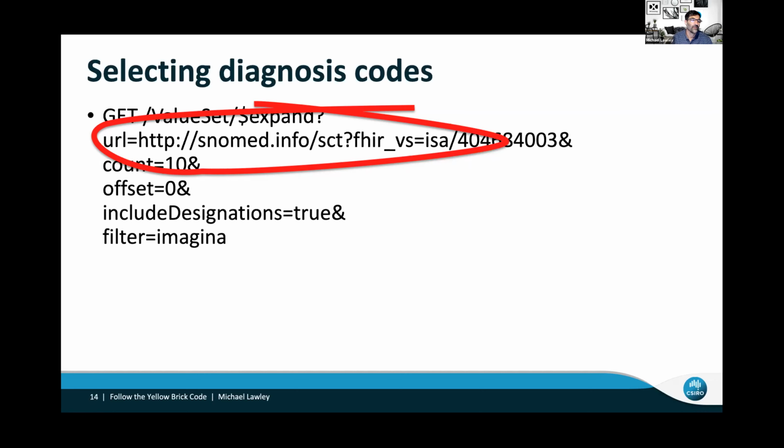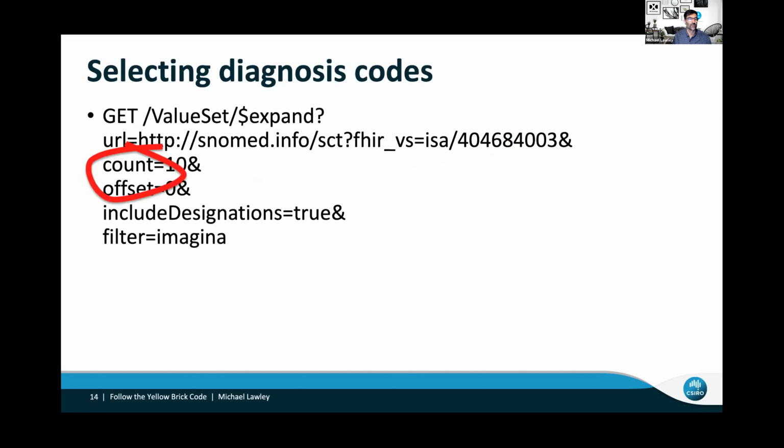Now, in a user interface, you don't want them all to come back at once. So you only want enough to fit in your user interface. So here we've used the count and offset parameters to say we want the first 10 in the expansion. So just give us those. If we need more, we can change these parameters and rerun the request and get back additional ones.